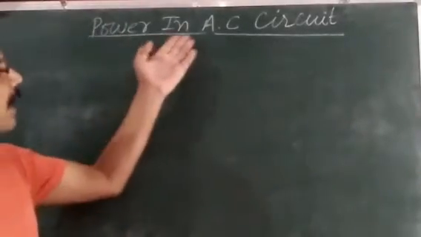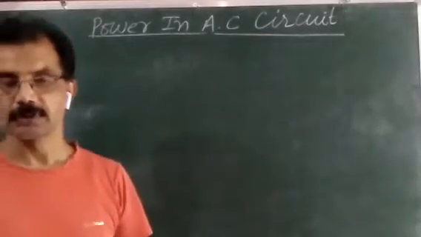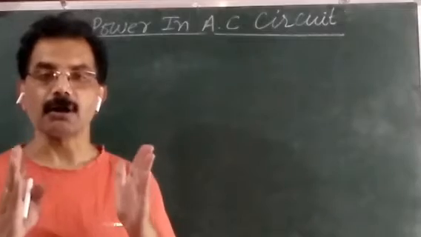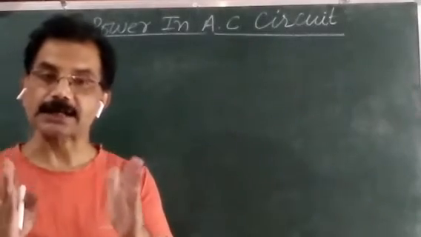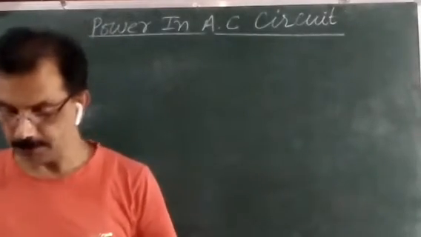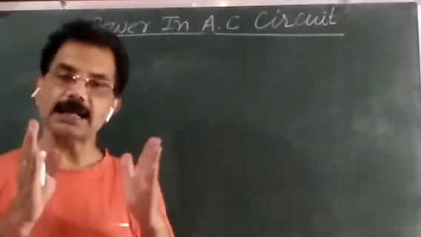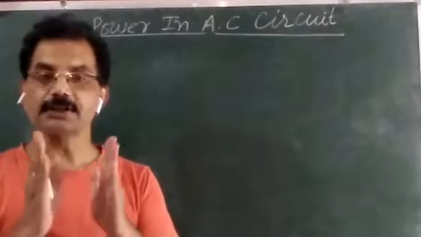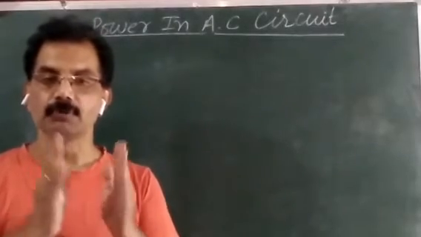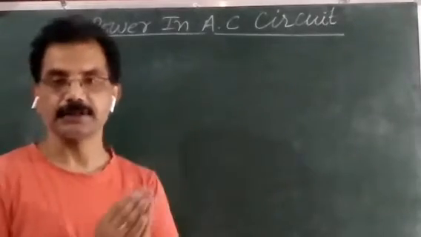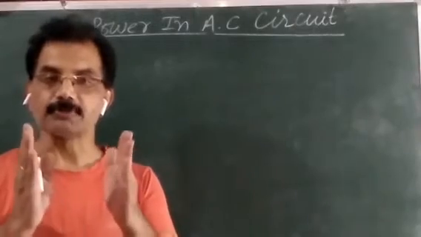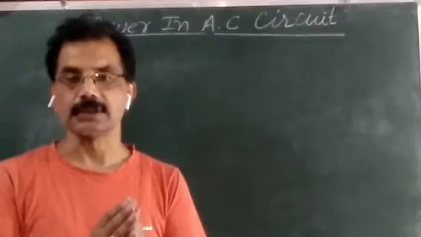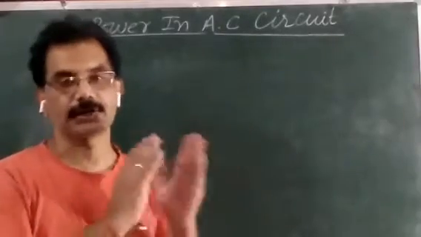Now, power in AC circuit. Actually, what is power? The rate of dissipation of energy in an electrical circuit is called its power, and it is a product of voltage and current. If the voltage is measured in volt and current is measured in ampere, then the power will come in watt.